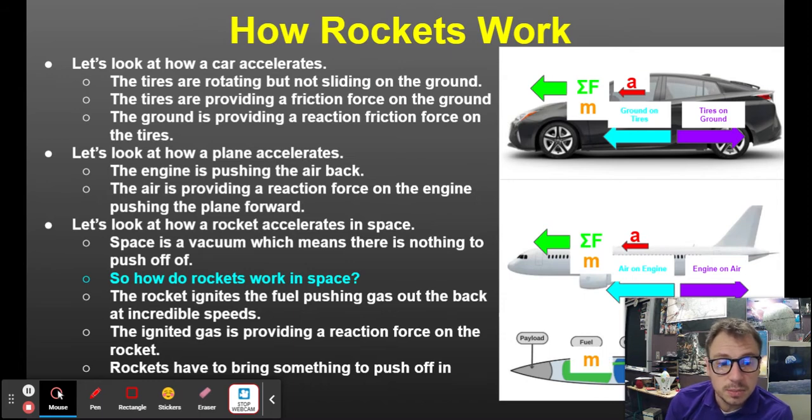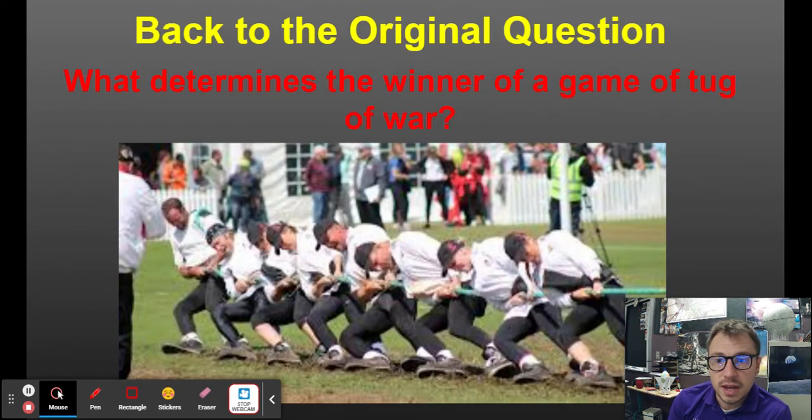Now, rockets are a little bit different. What happens is there's nothing to push off in space. There's no friction, there's no air, there's nothing to push off of. So what they do is rockets have to bring what they push off of in space. So that's why rockets are so big. They have to bring that reaction mass. So what happens is it superheats that gas and pushes it out the end. So if the rocket is pushing on that gas, the gas is pushing right back on that rocket.